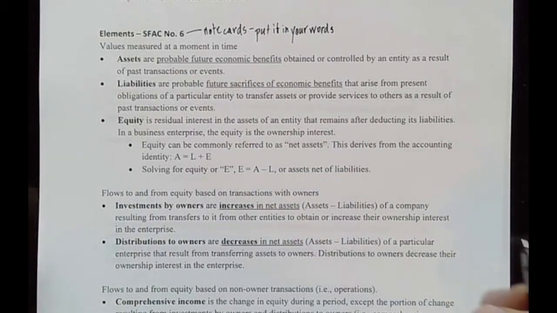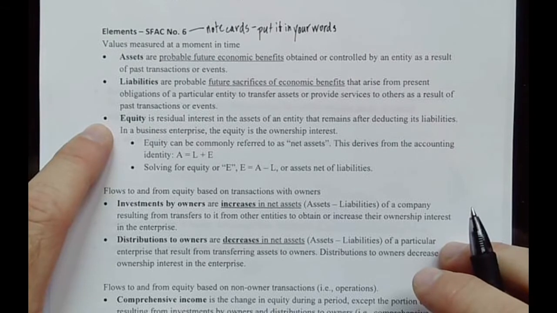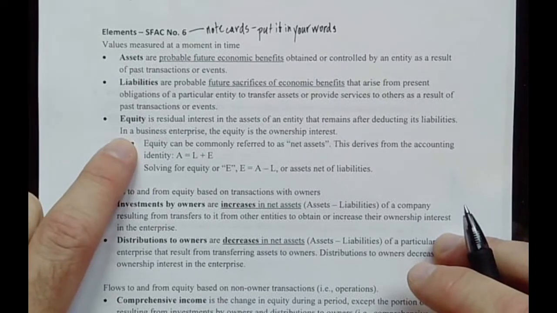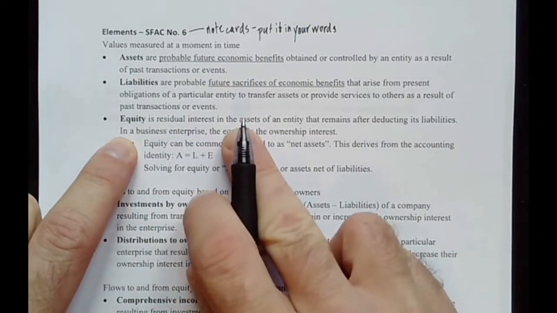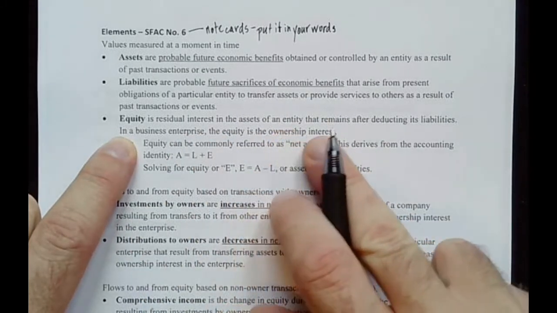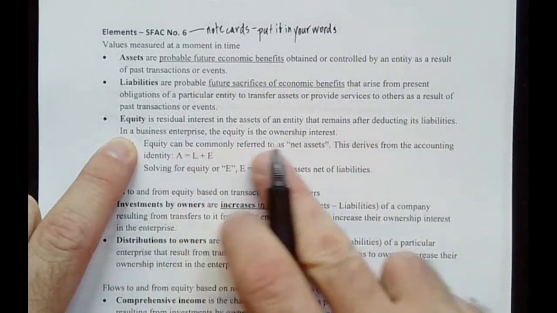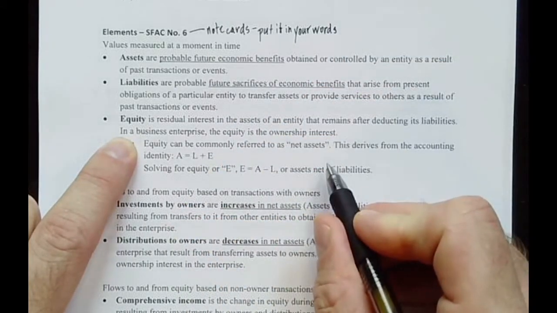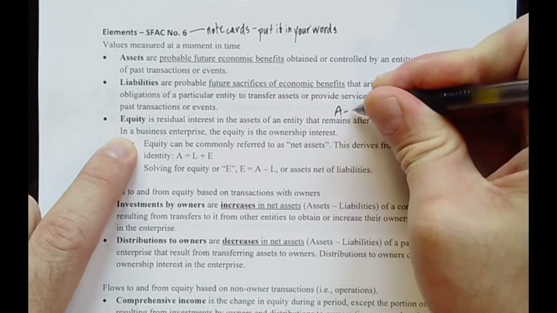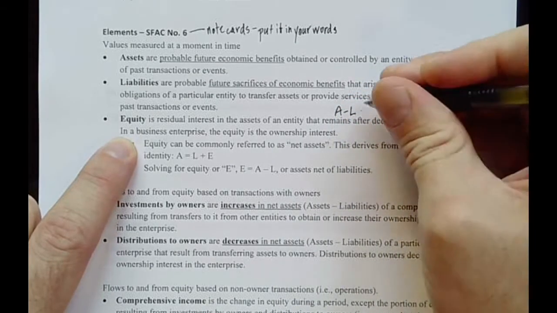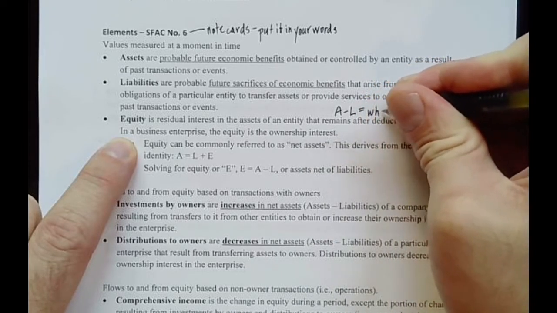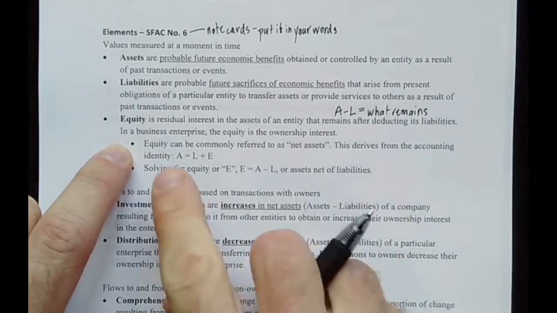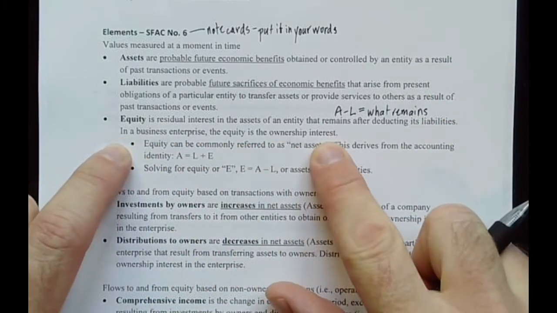Equity, this one tends to be one that gives people problems. It's not as cut and dry as an obligation or a resource. It is ownership, though, right? The residual interest in the assets of an entity that remain after deducting its liabilities. So the residual interest in assets after deducting liabilities, that sets up this idea that we're taking assets and subtracting off liabilities, because that gives us what remains after deducting our liabilities. And that is the ownership stake. In a business enterprise, the equity is the ownership interest.